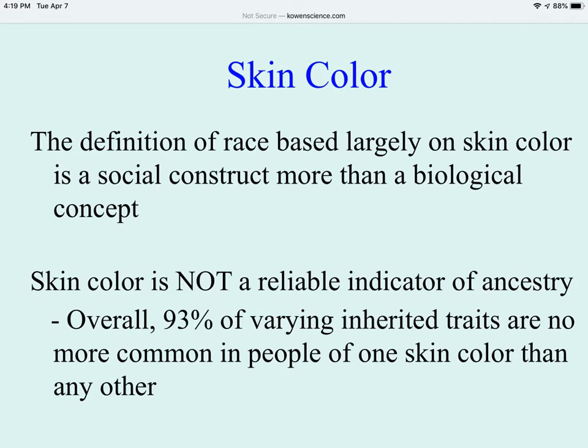So the definition of race based on skin color is a social construct. It's not a biological concept. Skin color is not a reliable indication of a person's ancestry. Overall, 93% of the varying inherited traits are no more common in people of one skin color than they are of another skin color.